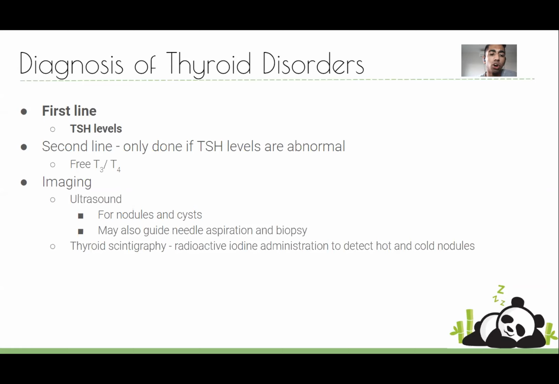If it's more of an anatomical diagnosis that we need to make, so if we've got cancers, nodules, or cysts, then we use our ultrasound, and we can use thyroid scintigraphy. That's where we apply radioactive iodine, and we see which nodules are absorbing this radioactive iodine most. If there are really overactive nodules in the thyroid, they'll be detected as hot because they're absorbing a lot of the iodine, and if they're not, then they'll be cold nodules. But that's not too important.